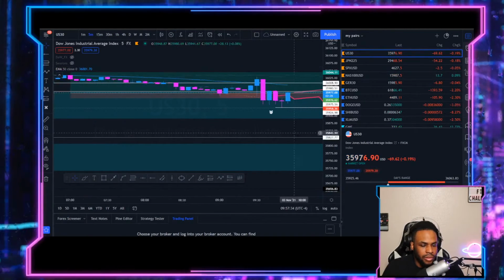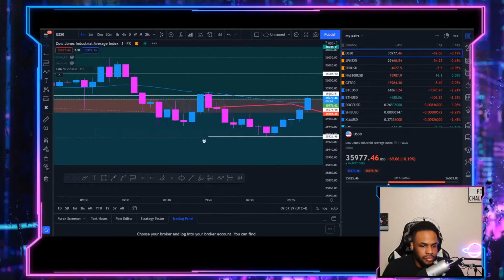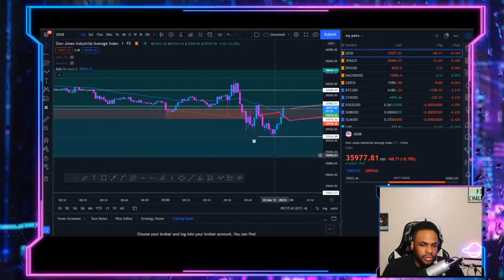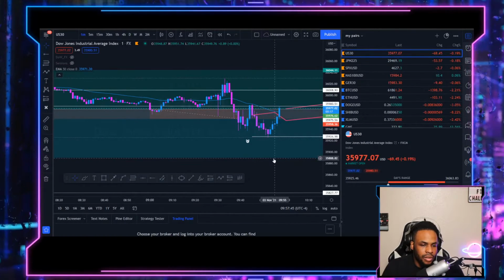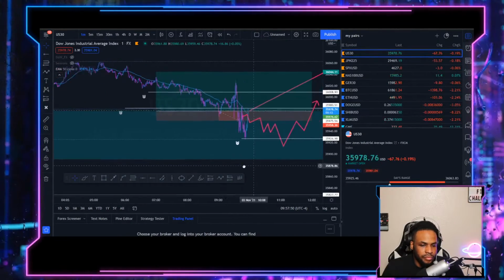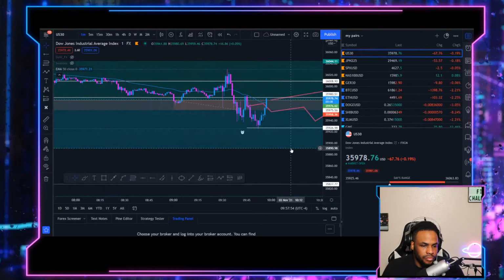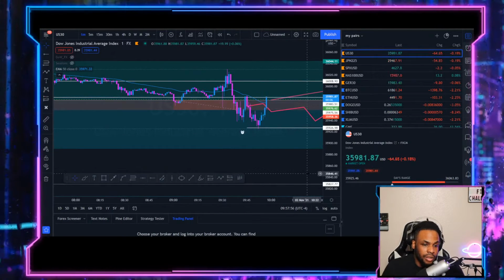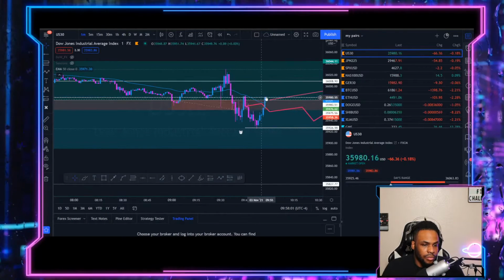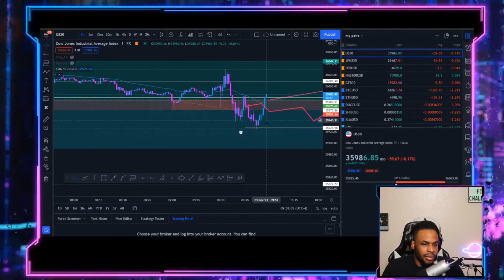Oh, US 30 took off. All right, cool. Might just take off now. All right, we're breaking that 50 EMA. If we go ahead and break that high, might hop in something.